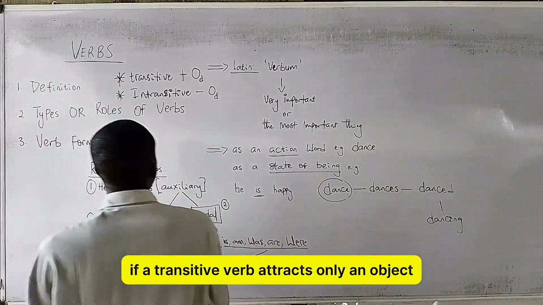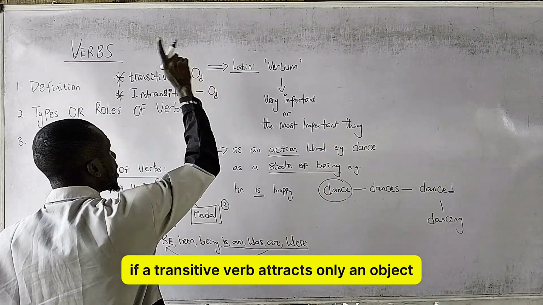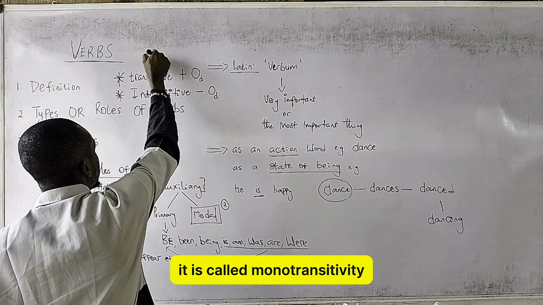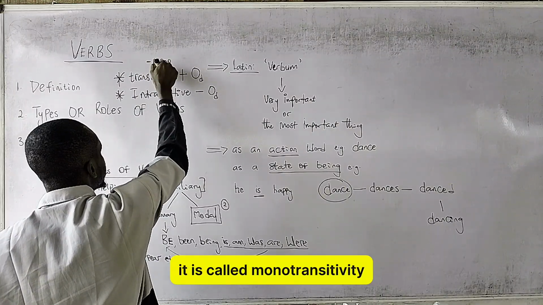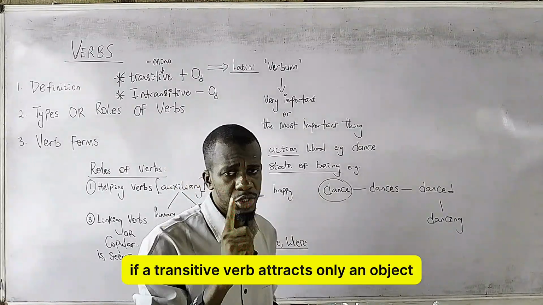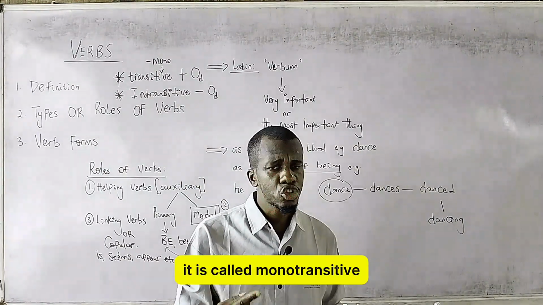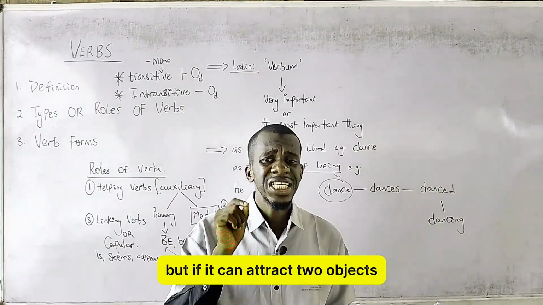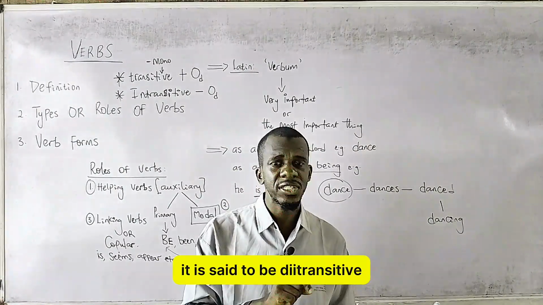If a transitive verb attracts only one object, it is called monotransitive. But if it can attract two objects, it is said to be ditransitive.